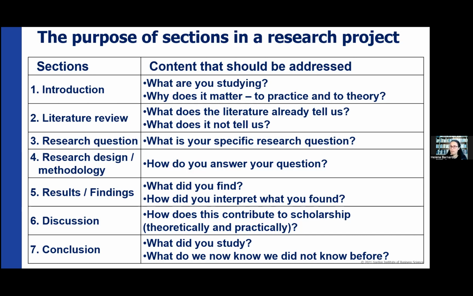Then you have to design an answer. You need a method to come up with an answer. So that's your research design. You've got the question and now you're going to come up with a way of answering it. And in your results or findings chapter, you will say what you found and how you interpret what you found. So you can't just put a table in there with descriptives or whatever. You need to say, this is significant, that is not significant.